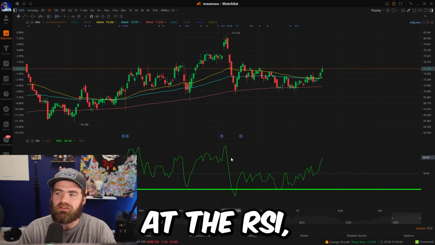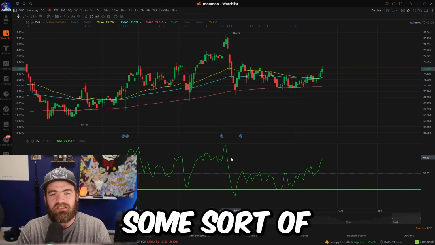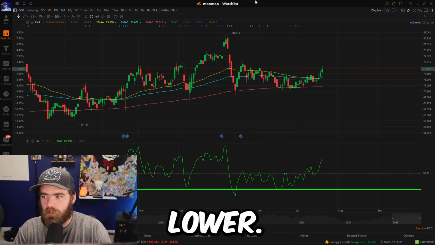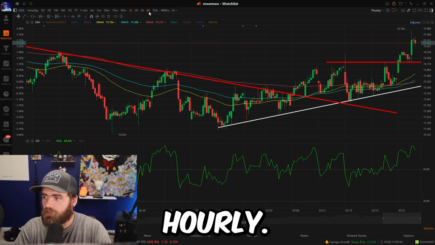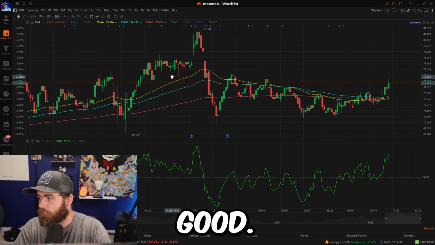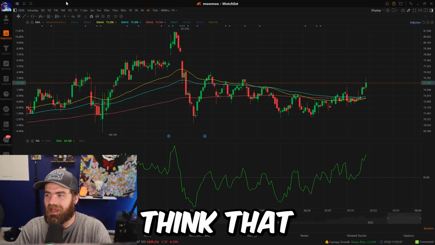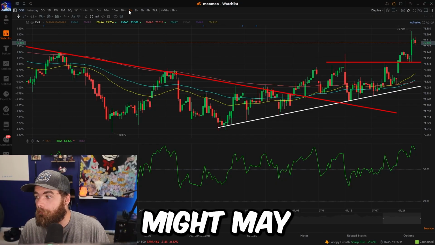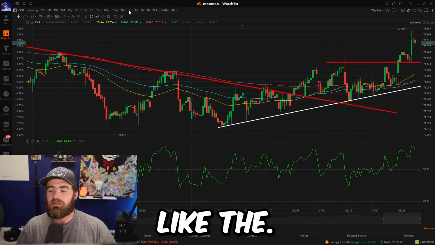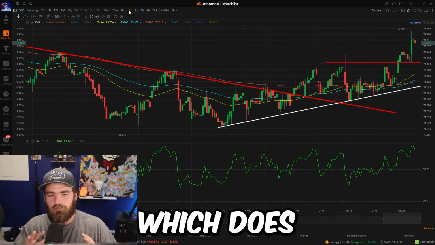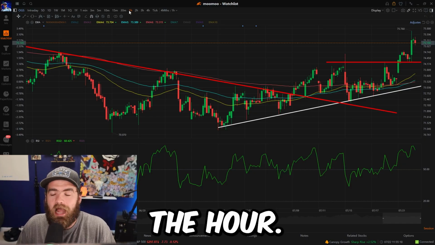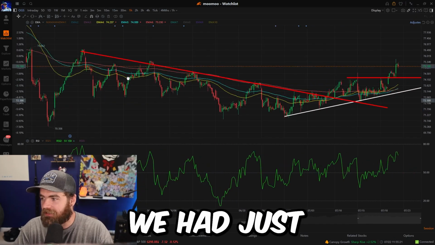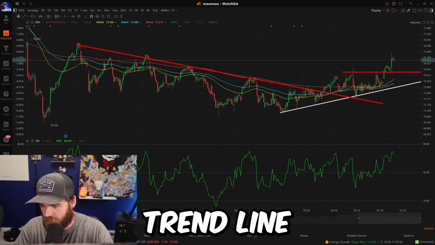So after we look at the RSI, the next thing I look at is some sort of lower time frame, because we're looking at the daily. So we want to go lower. You can look at the hourly or the 4-hour mark. Both are good, but I definitely think that the 1 hour works better for me. Some of you may like the 4-hour time frame, which does work well, but I just think the hour works better for me. So you guys can see that we had just that general downward trend line, right?